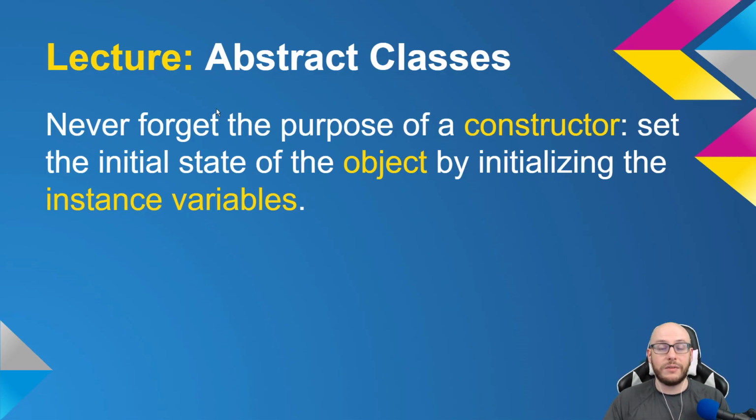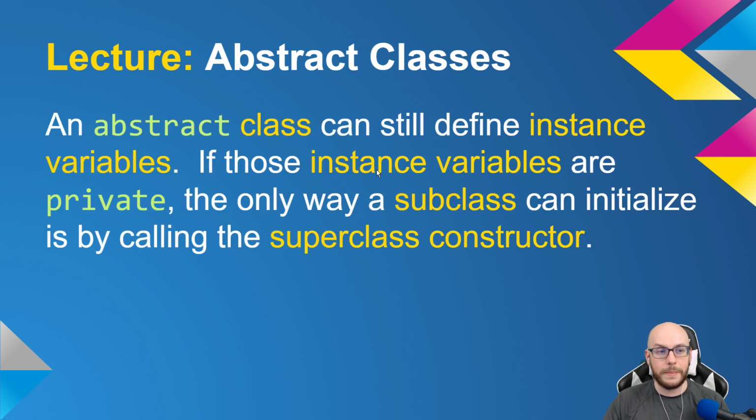That's why the abstract class ultimately has a constructor, because it needs to initialize instance variables. Even if we never actually make an instance of it, the subclasses have to get to those instance variables somehow. So an abstract class can still define instance variables. If those instance variables are private, the only way a subclass can initialize them is by calling the superclass constructor, passing it up the class hierarchy.